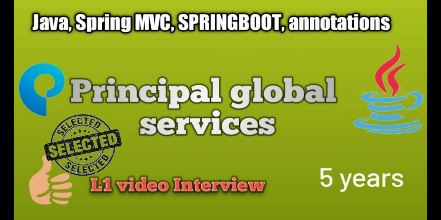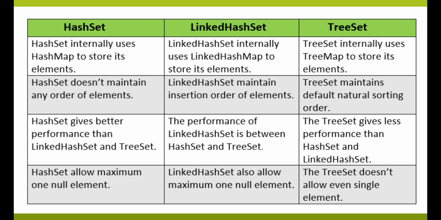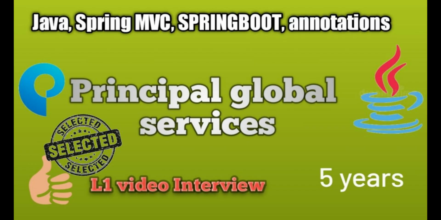Okay. What is the difference between HashSet and TreeSet? Both implement the Set interface. HashSet will allow a null value, one null value, but a TreeSet will not allow any null value. TreeSet follows ascending order, and HashSet follows insertion order.